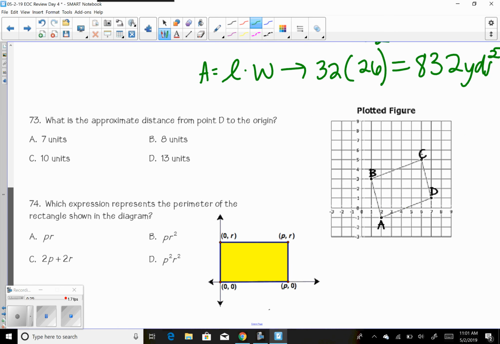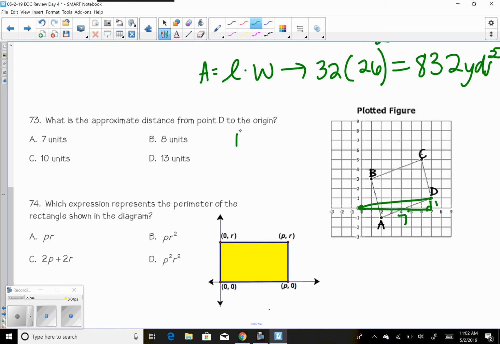All right, 73. What is the approximate distance from point D to the origin? So you got to know what the origin is, right? All right, so the origin is the point 0, 0. So we're trying to go from 0, 0, which is right here, over here to point D. That's this distance. Can I draw a triangle? Yeah. So up 1, I'm making a right triangle. 1, 2, 3, 4, 5, 6, 7.